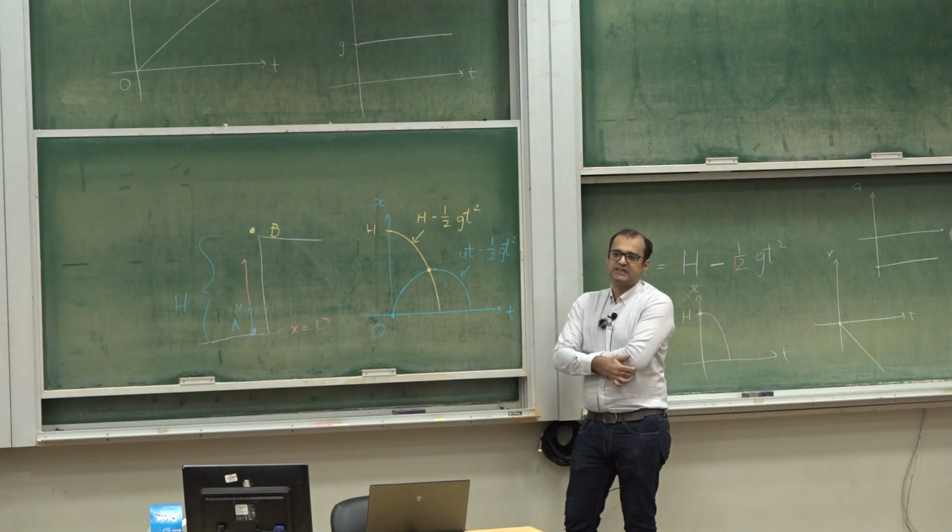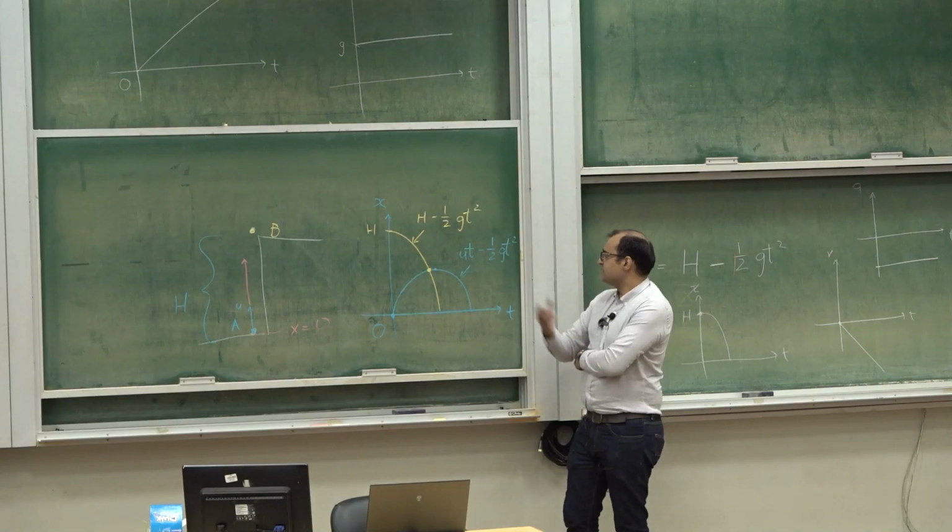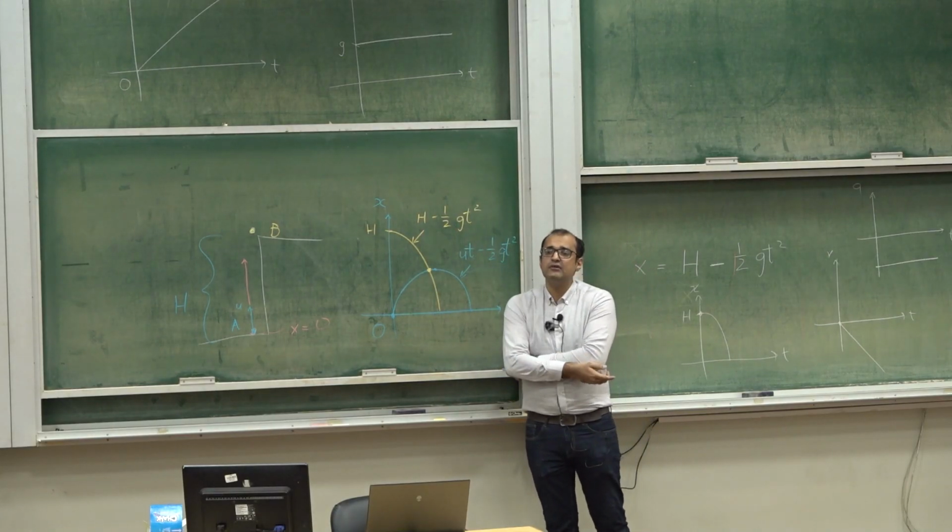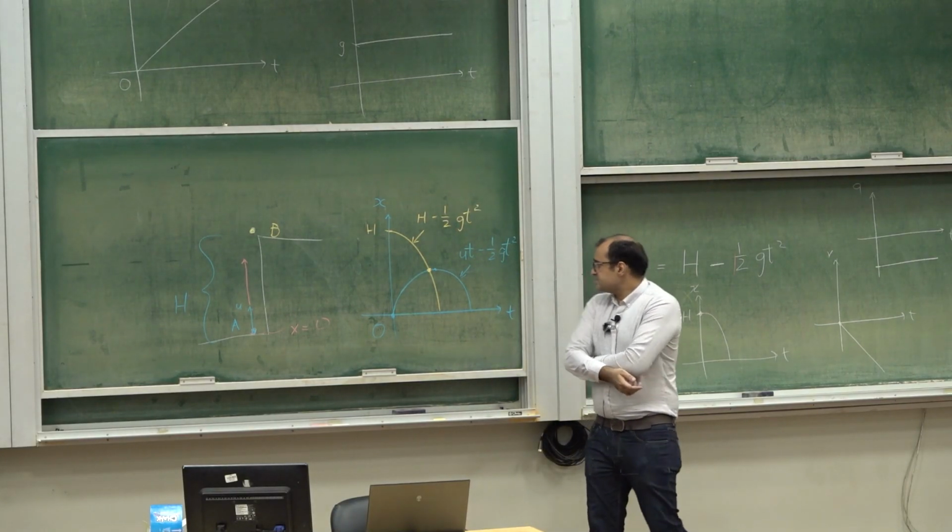Okay, and you can set them equal to each other and just solve for t to find out the time at which the two objects are at the same vertical level. Easy peasy, because actually minus half g t squared cancels out. Okay, so much for that.